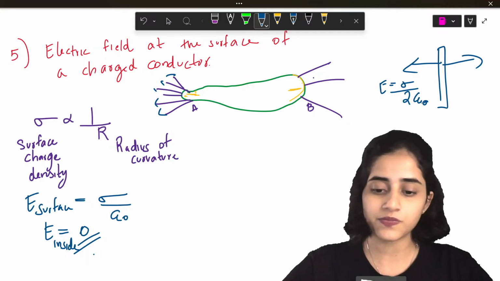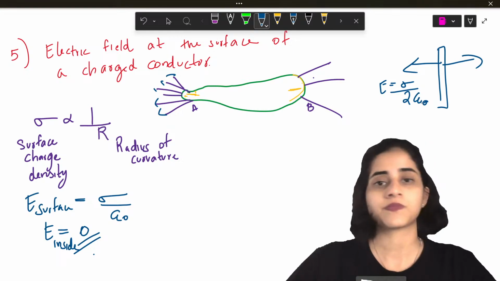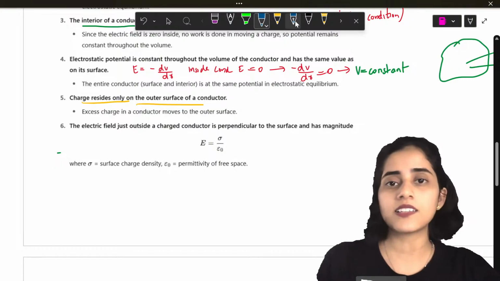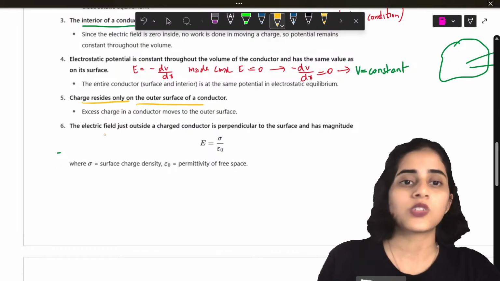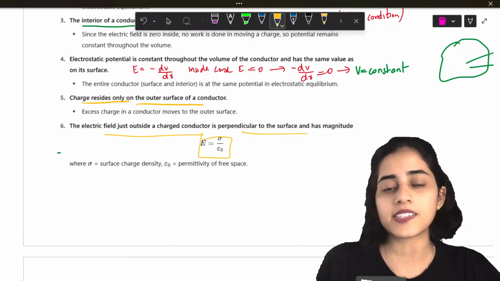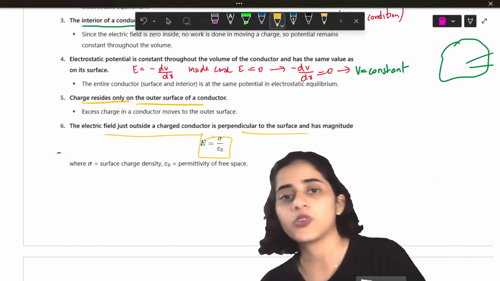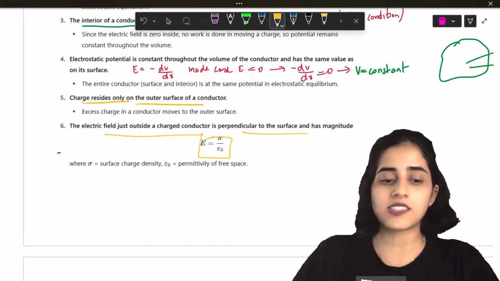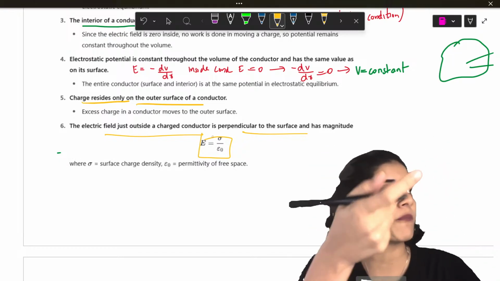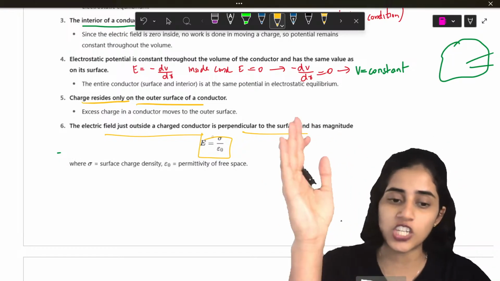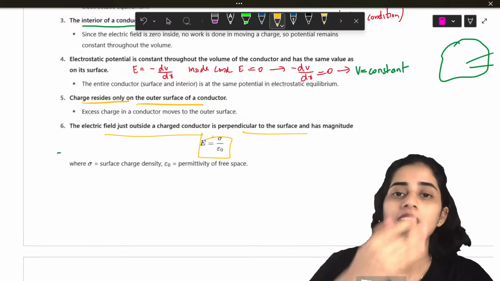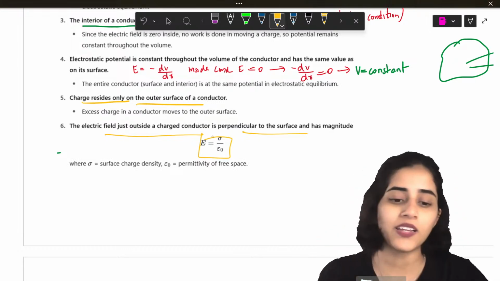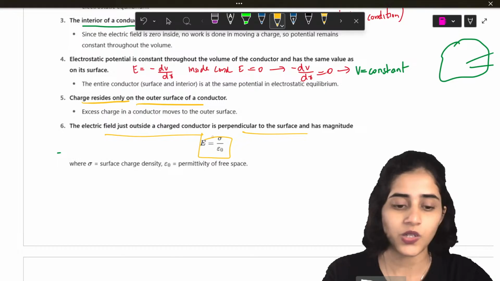Is that clear? Yes. That is the next point as well. I explained that also. The electric field outside a conductor is perpendicular. It is E is equal to sigma by epsilon naught. In some cases, it becomes sigma by 2 epsilon naught, which we also discussed in the last class. I can give you the example of the sheet. When you have a sheet of charge, electric field flows in both directions. So in that case, you will have sigma by 2 epsilon naught.